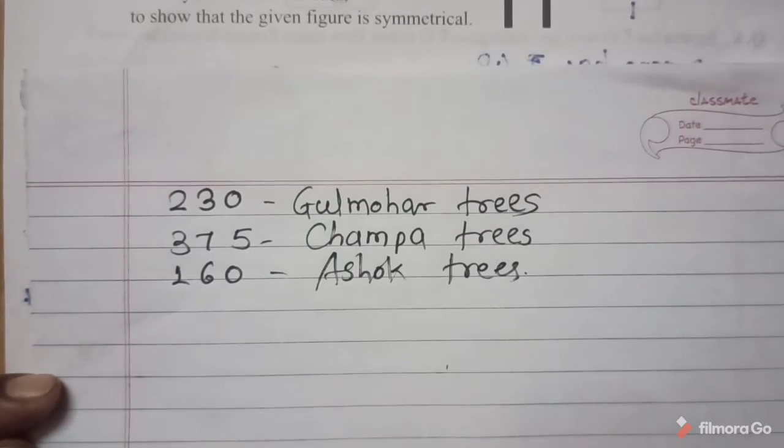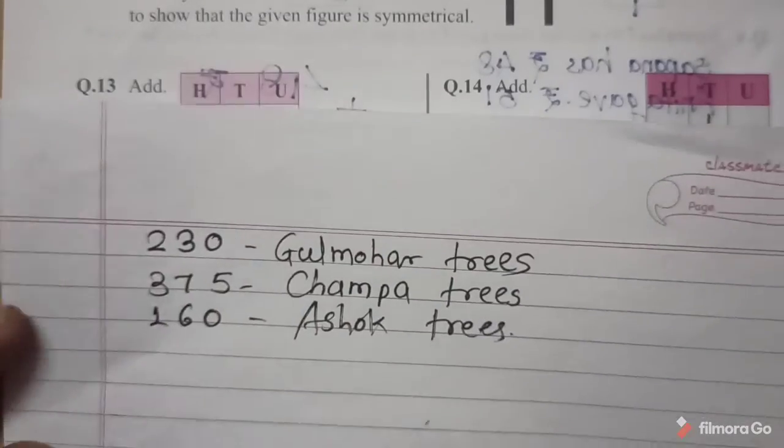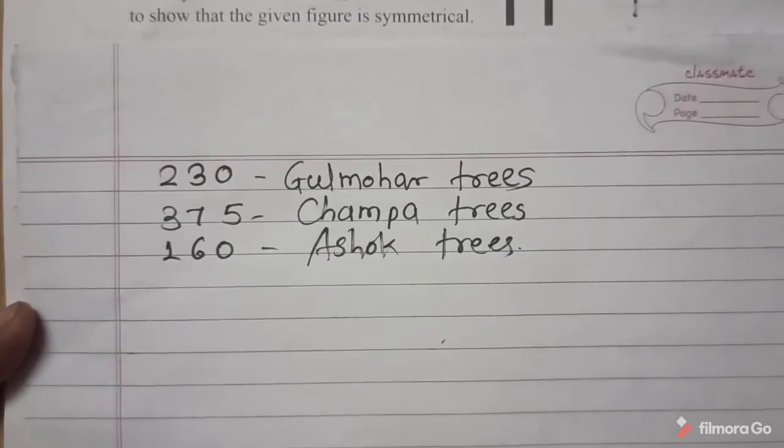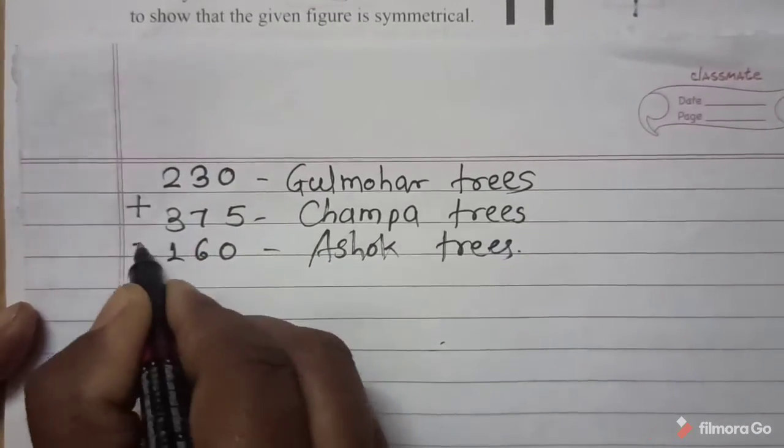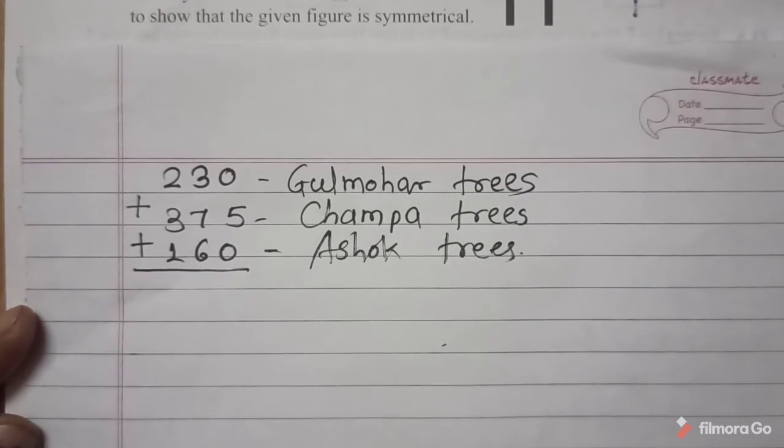Trees. And see what is given there. The trees are given, and how many trees are there in the garden altogether? Altogether means which operation here? Addition. So first of all, find out which operation, and do addition.